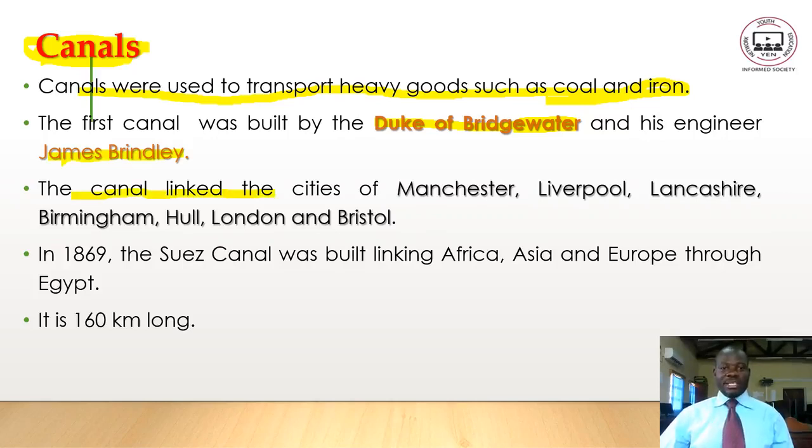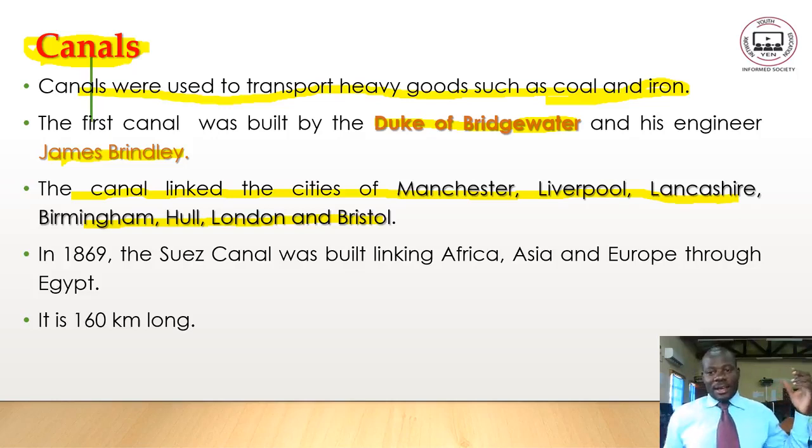The canal linked the cities of Manchester, Liverpool, Lancashire, Birmingham, Hull, London and Bristol. So you can see that one canal connecting so many cities. It was really something that needed serious engineering. We talk of a canal like a water stream connecting places, like we talk of Lilongwe being connected to Blantyre, being connected to other cities.